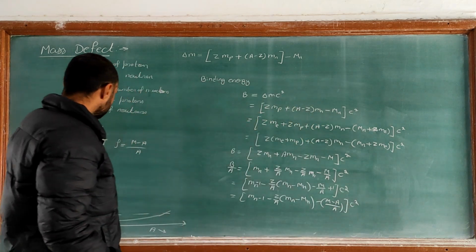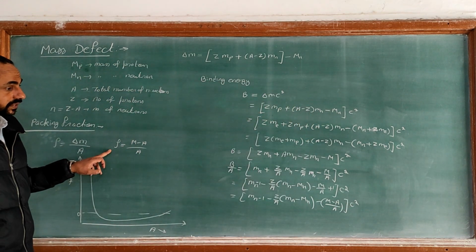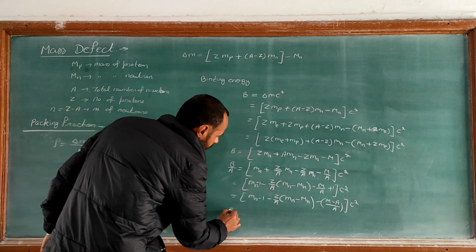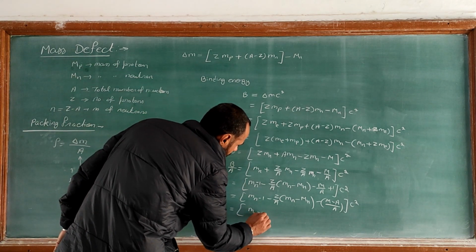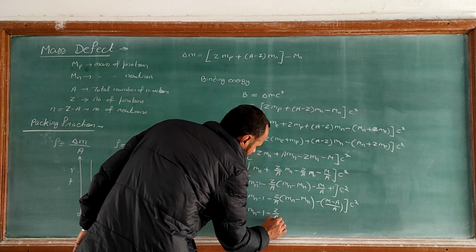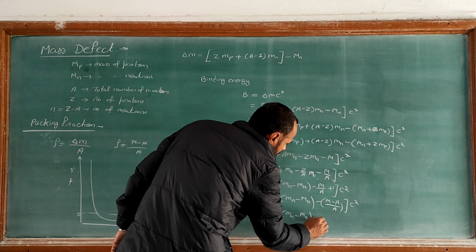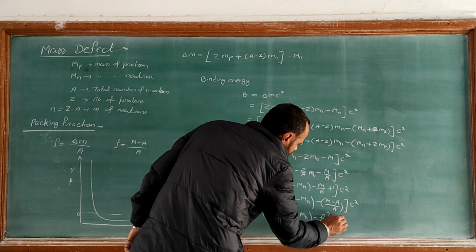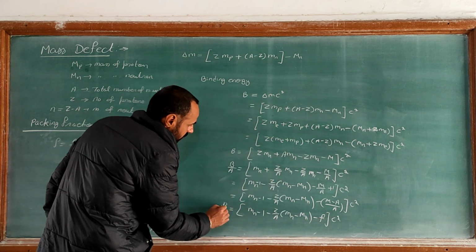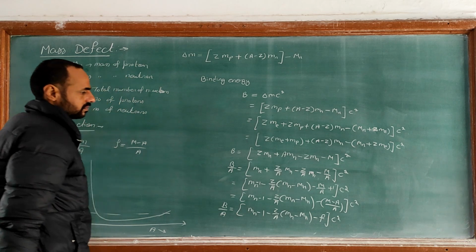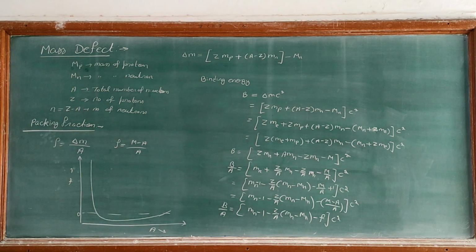So this (M minus A) upon A is the packing fraction F. So we have Mn minus 1 minus Z by A (Mn minus MH) minus F into c squared. So finally we have binding energy per nucleon in terms of the packing fraction. So this gives the binding energy per nucleon.